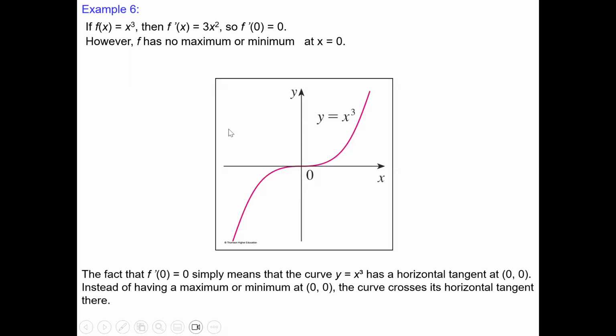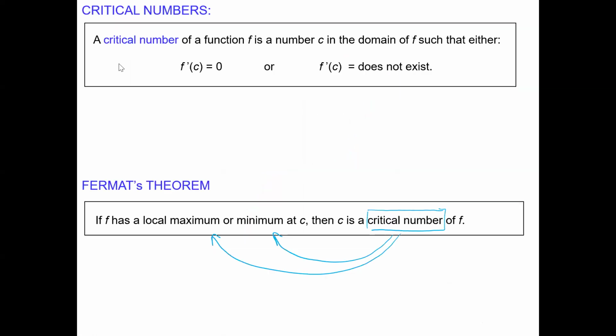But if the derivative is 0 at that point, or the derivative is undefined, then we definitely can call that point a critical number. That means this is a critical number because the derivative at 0 equals 0, but no extreme values. It could happen. One more time, this is the definition.